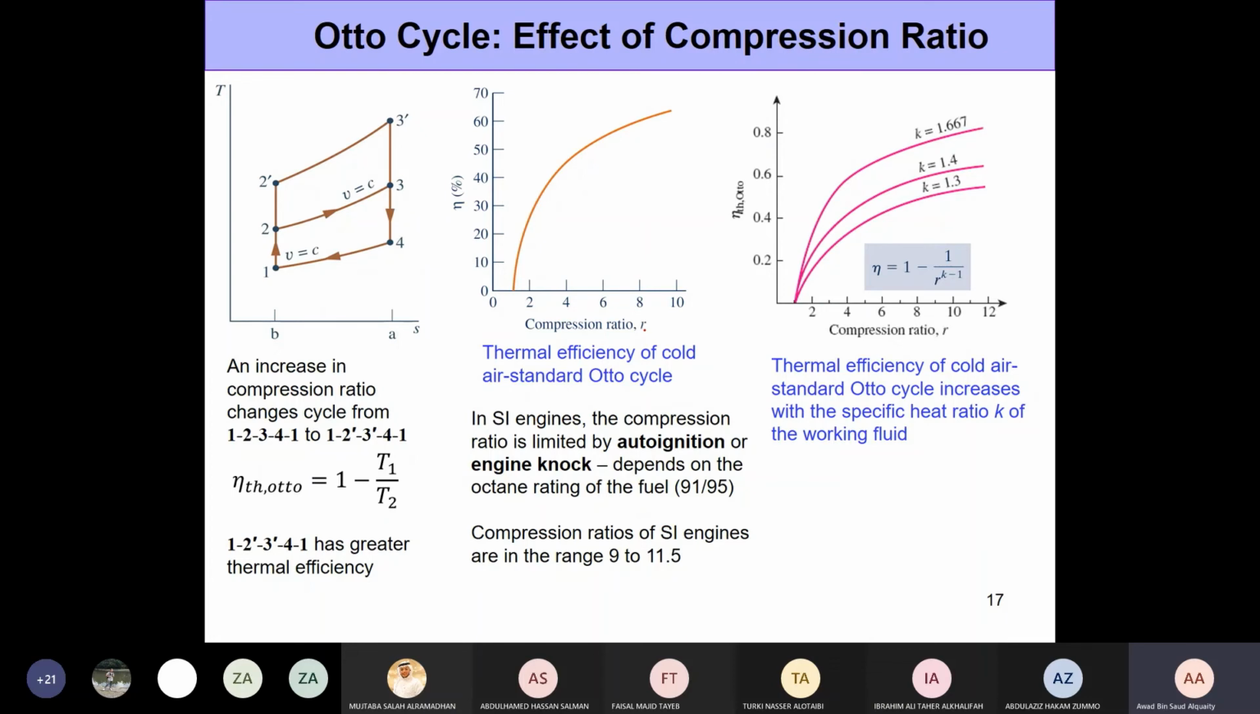Increase in compression ratio increases the efficiency, but in reality, there's a range that is typically used depending on the kind of engine you have, right? So the typical compression ratio range is between 9 to 11.5. 11.5 is for the kind of engines that you can find in probably sports cars, or the engines which require high quality fuels. Even 9.6 is the kind of compression ratio that you find in cars like Ferrari and so on. Okay, so this is, yes, go ahead.